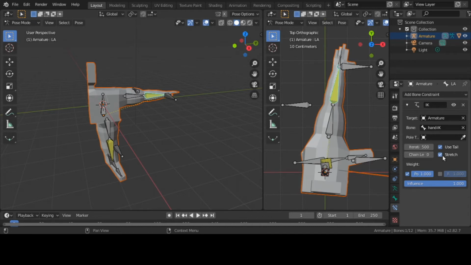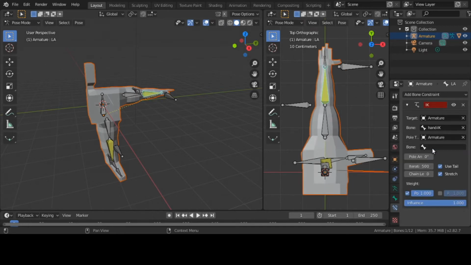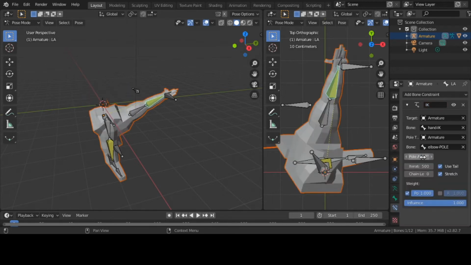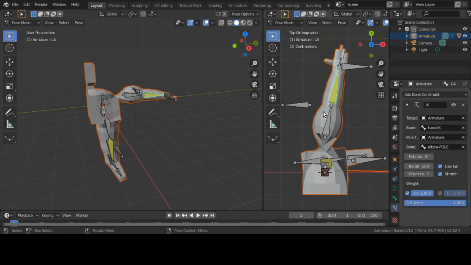Things keep moving around a little bit. The pole target, follow my armature. Okay. Now the bone I want for my pole target is my elbow. Elbow pole. And you can leave pole angle alone for now. Iteration, you can leave it alone. The chain, that's the most important. So I want to go up the arm 2 things.